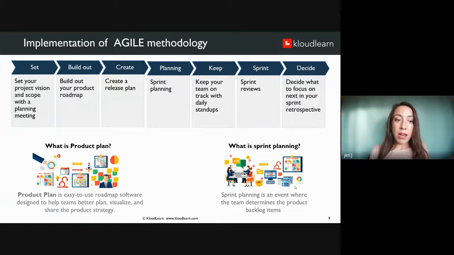What is a product plan? A product plan is an easy-to-use roadmap software designed to help teams better plan, visualize, and share the product strategy. And what is sprint planning? Sprint planning is an event where the team determines the product backlog items.